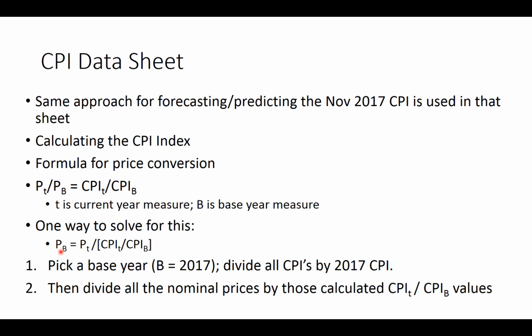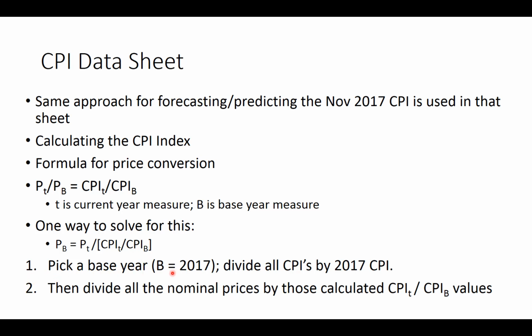And we'll end up with this price relationship. So to convert our turkey prices or beef prices into base year 2017 prices, what we need to do is divide the nominal price by this ratio, CPI in year T over CPI in the base year. So our steps, 2 steps.